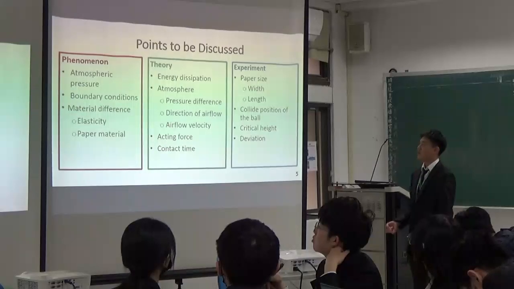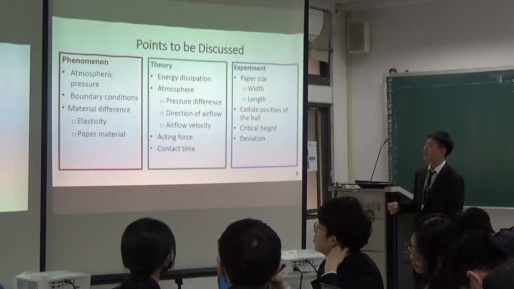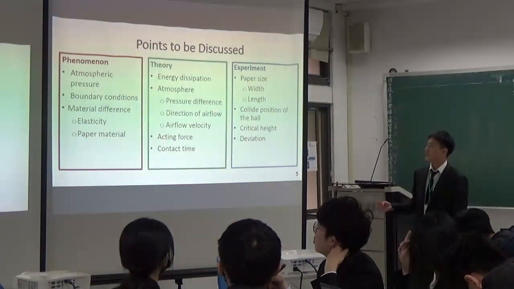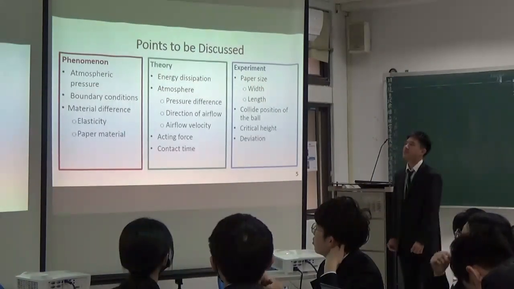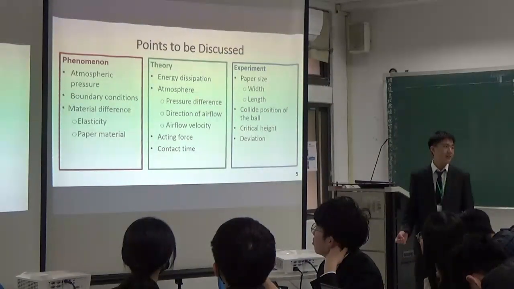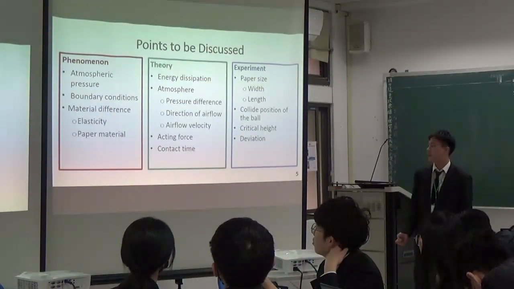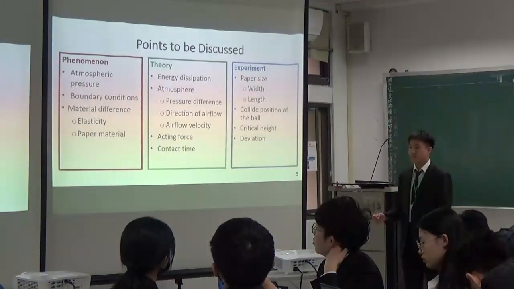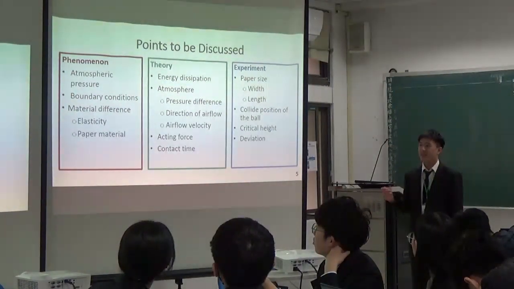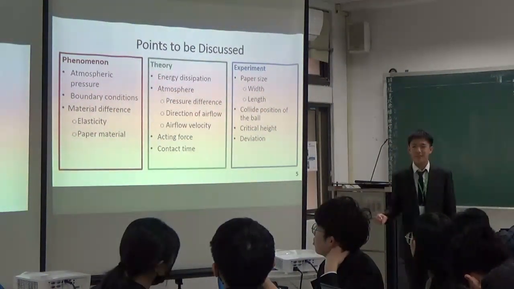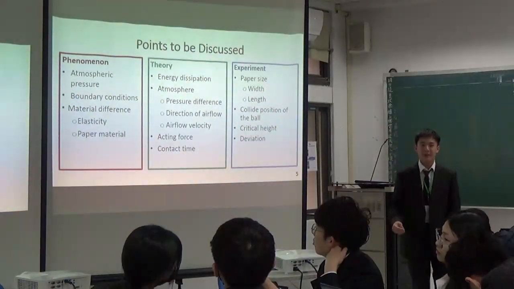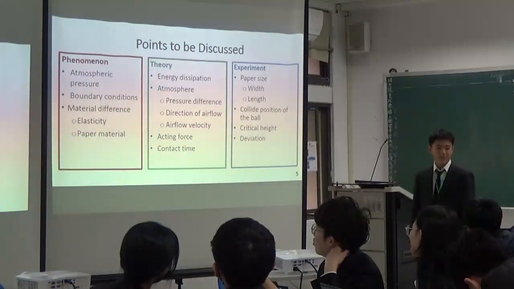And for the experiment part, I would like to talk about how the paper size affects the result, not just the area, which are the width and the length of the paper. And also the colliding position of the ball, which might affect the torque and the pressure given to the ruler. And the critical height, which are the critical conditions we want to analyze in this phenomenon, and also the deviations that might be caused in her experiments.